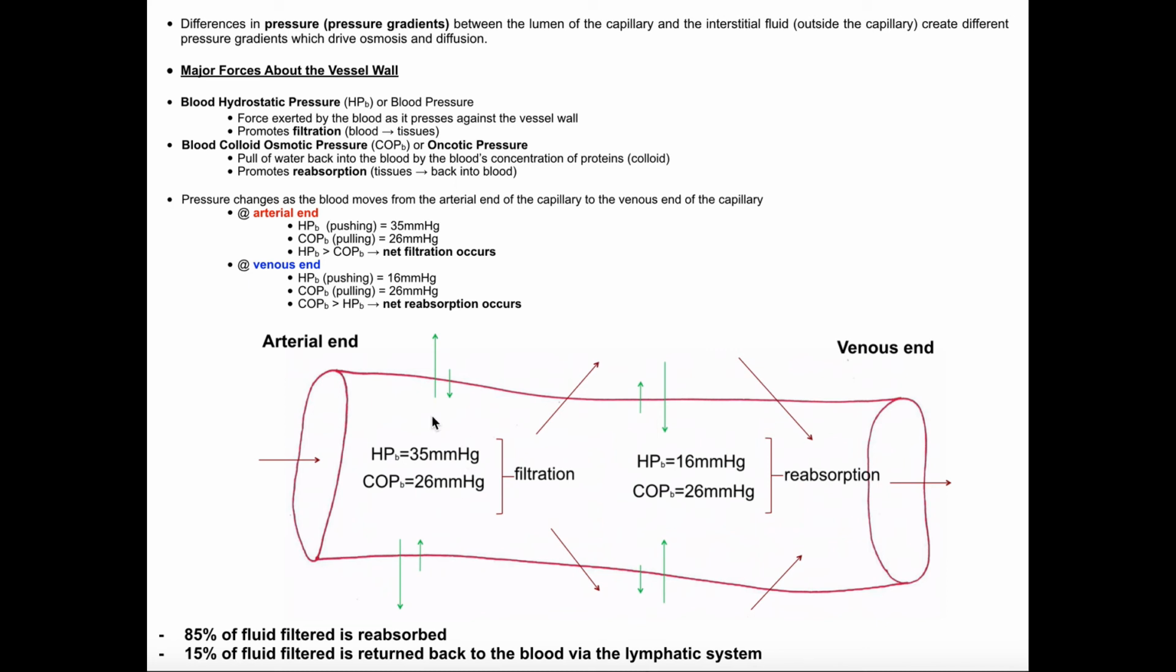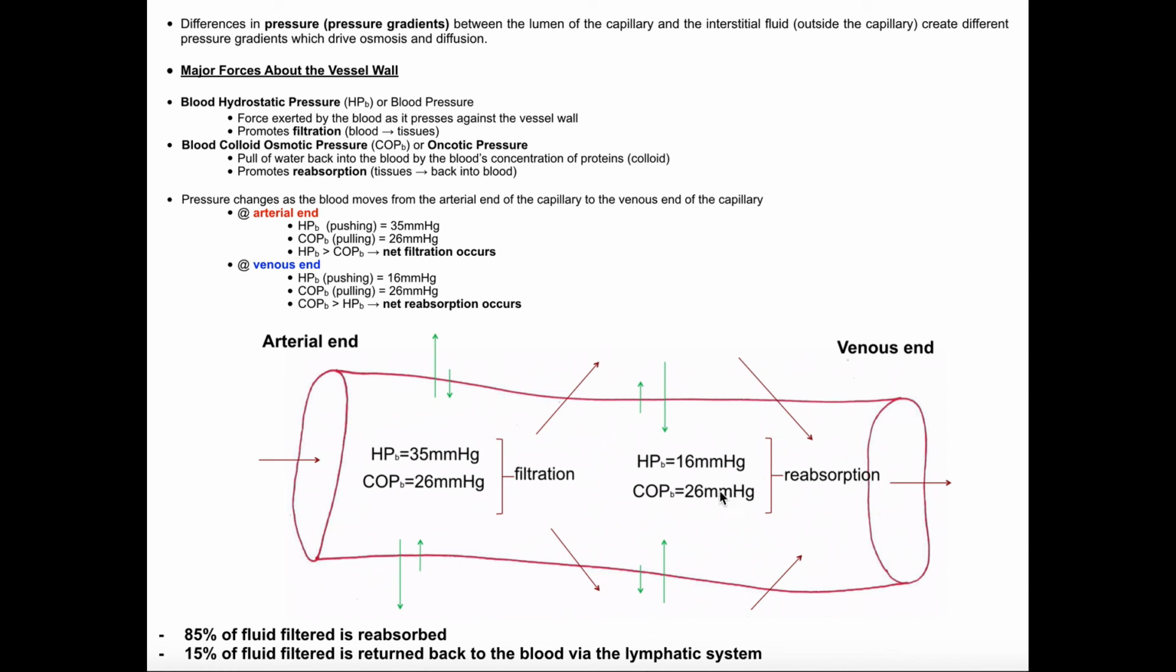Now, you may not have to memorize these exact pressures, and you probably shouldn't because they can change depending on what source you're looking at. But the actual relative sizes of these are what are important. On the arterial end, the blood hydrostatic pressure is larger, and so you get filtration. On the venous end, the colloid osmotic pressure is larger, so you get reabsorption.